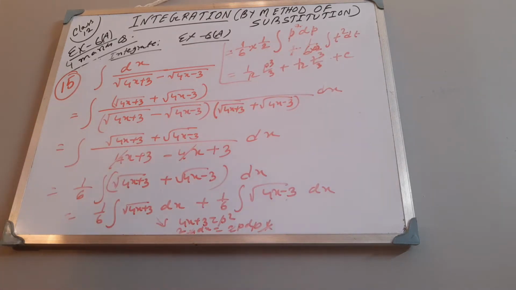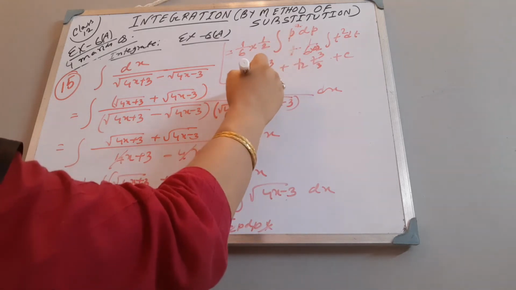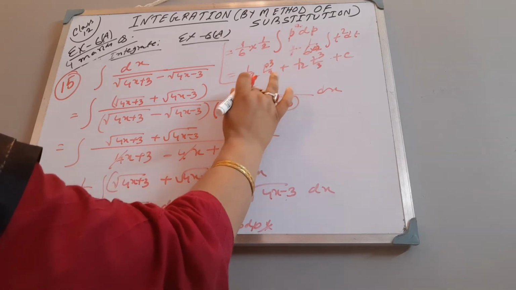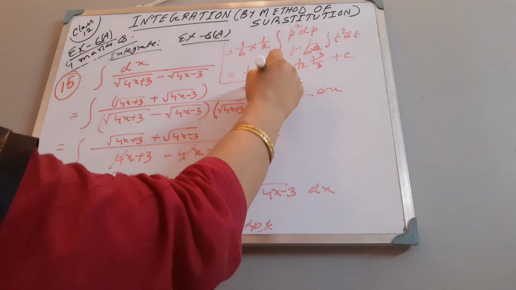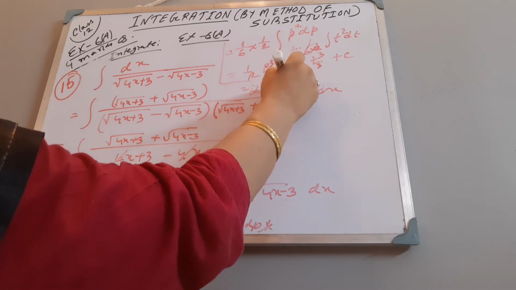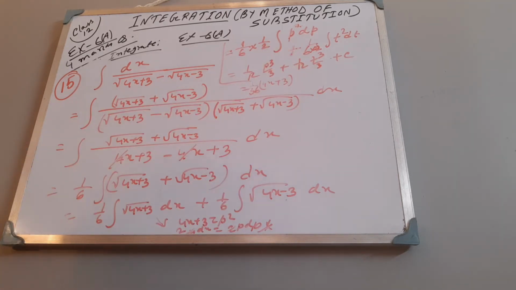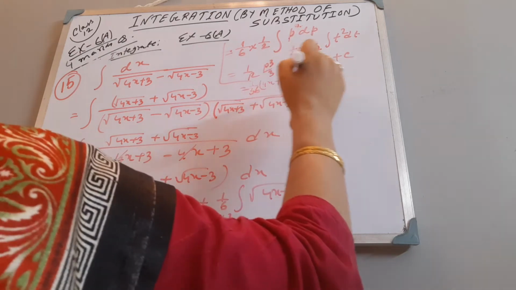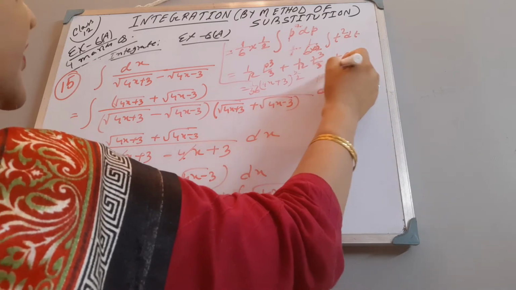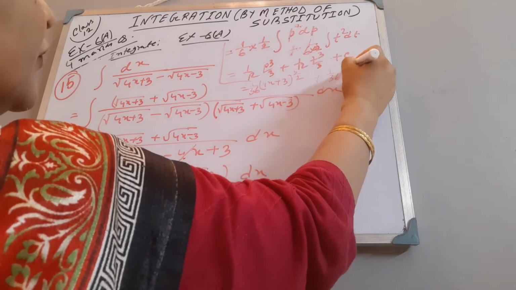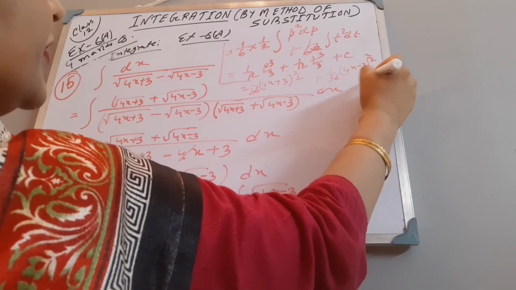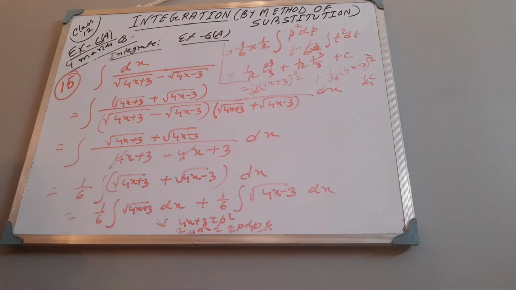P means what? P means square root of 4x plus 3. Since it is cube, it will be the power 3 by 2. So it is 1 by 12, make it 1 by 36, times 4x plus 3 whole to the power 3 by 2, plus 1 by 36 times 4x minus 3 whole to the power 3 by 2, plus c. This is the answer. This is sum number 15 only.